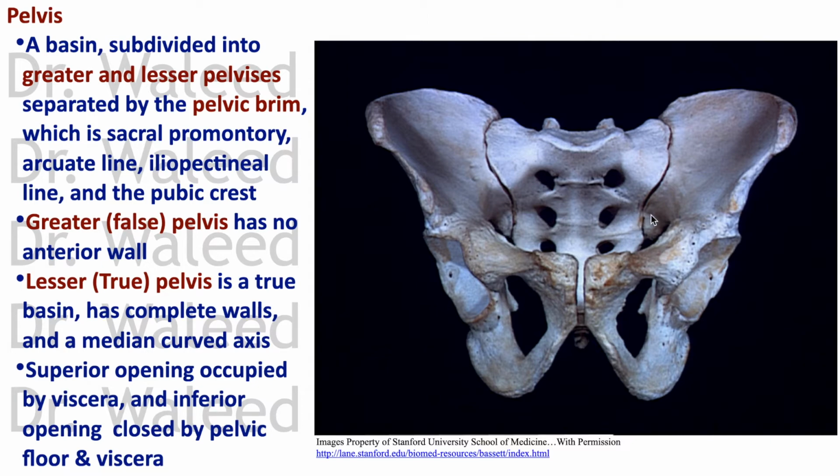Now, the superior aperture of the true pelvis is occupied by viscera, while the inferior aperture is closed by the pelvic diaphragm, the pelvic floor, and viscera, the external genitalia and the anal canal. This is the arrangement of the pelvic structures.